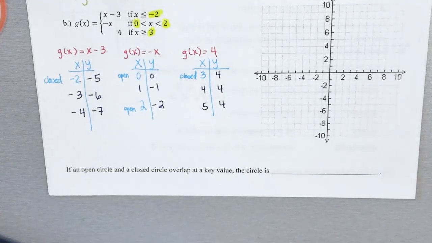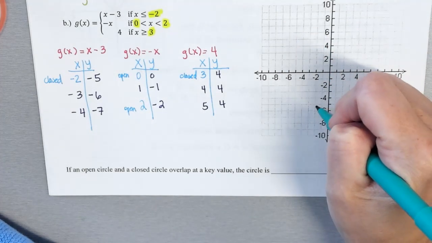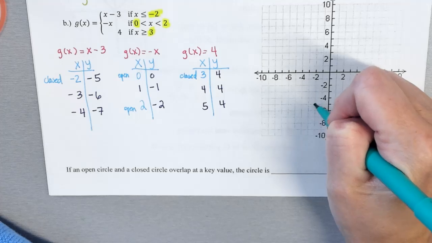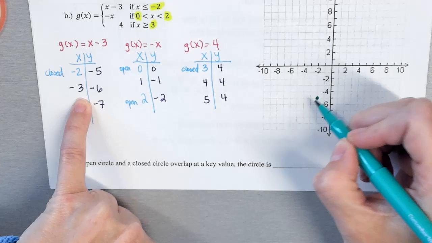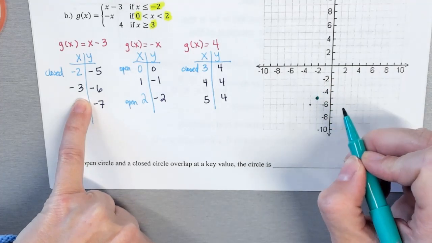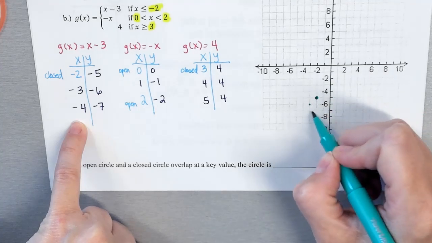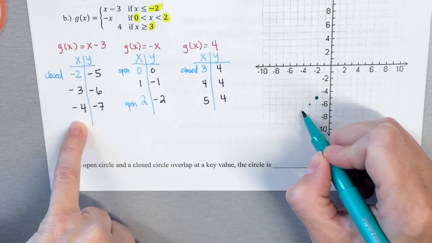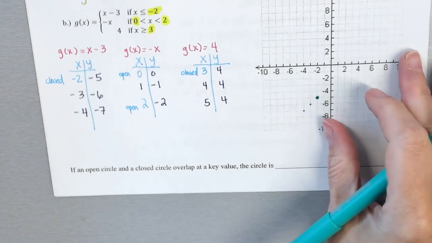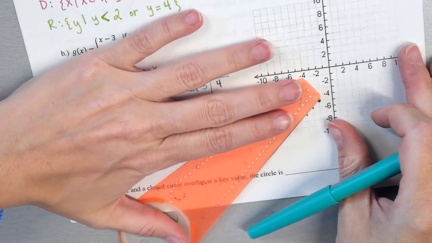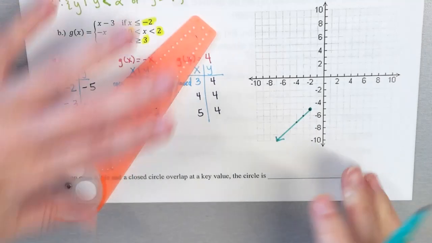All right, and then let's take a moment now and graph those. So I have negative 2, negative 5. I know that's a closed circle. And then again, these are all closed. The only ones you have to worry about are the ones that are your key values. And then once you put a few of those points on there, you can just go ahead and use your straight edge to help you span the graph.